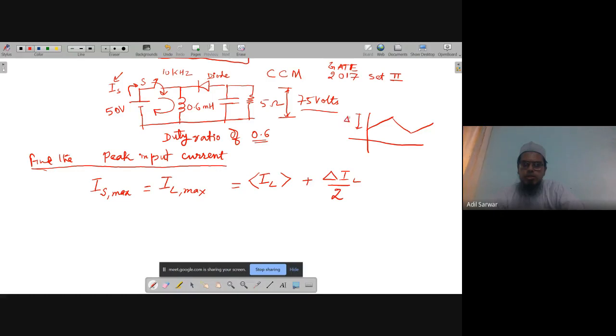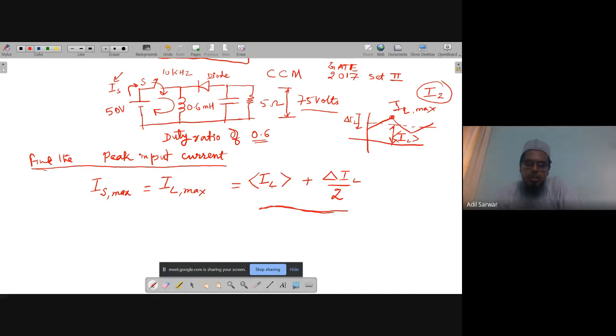This is your delta IL, and the average value of inductor current is this, IL average. And this would be your IL max, and IL max is given by this relation. This IL max is the same as I2, the symbol which I used when I was discussing the derivation. So IL max and I2 are the same.